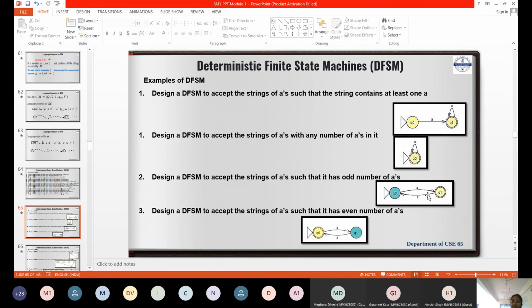Understood the third question? Yes, exactly opposite of that is your even number of A's. Have a look. It's very simple. When I take an even length string, when it comes to the even length end, it has to be an acceptable state. Correct?